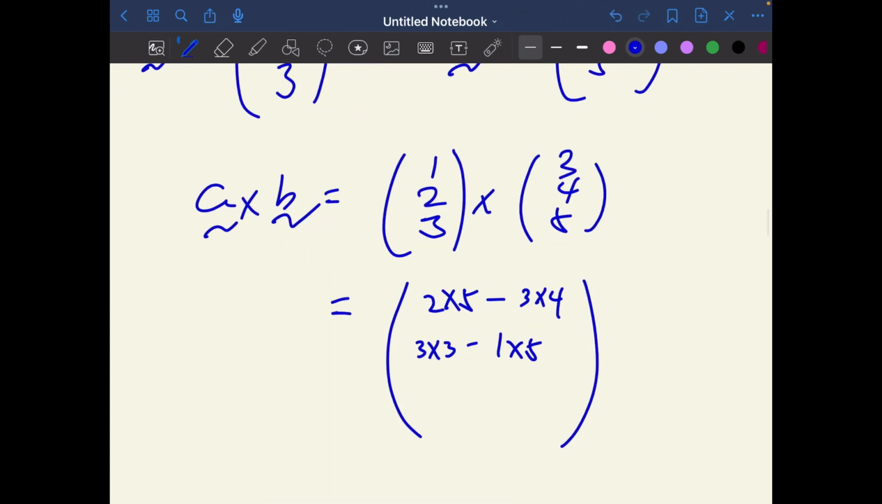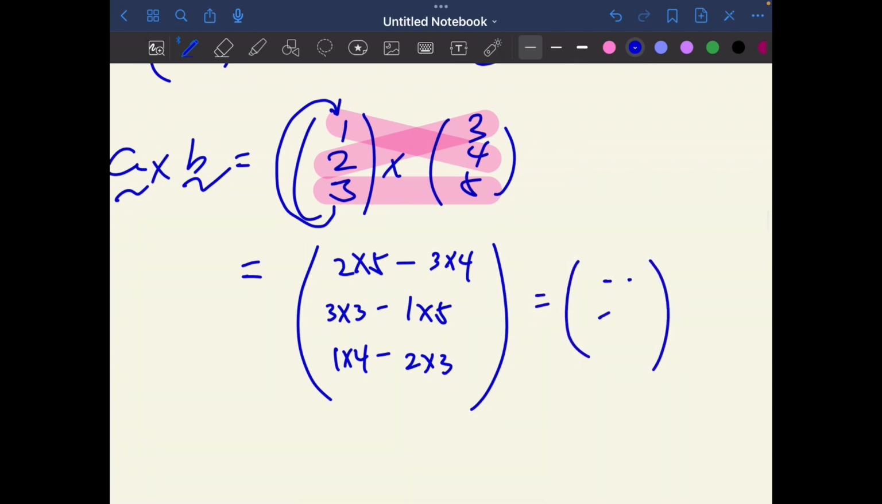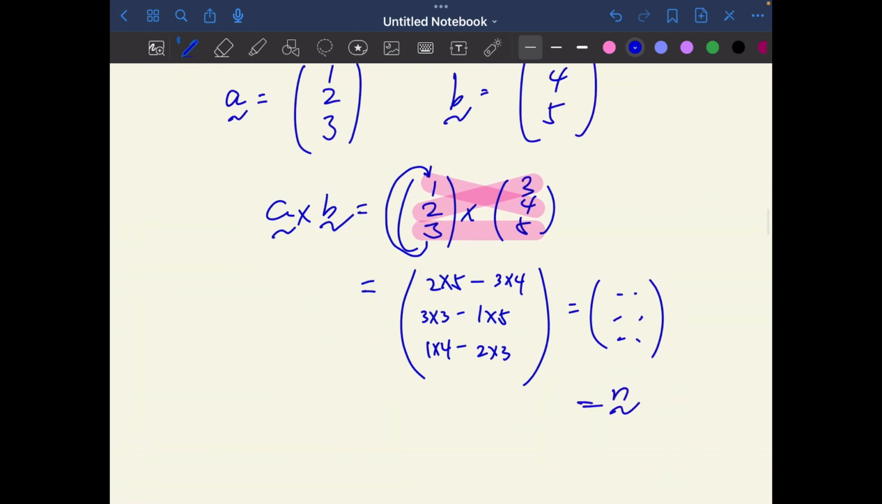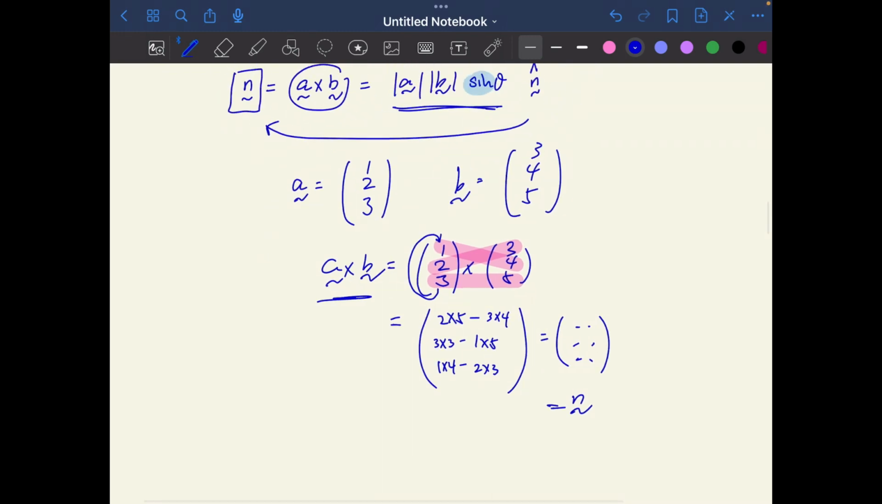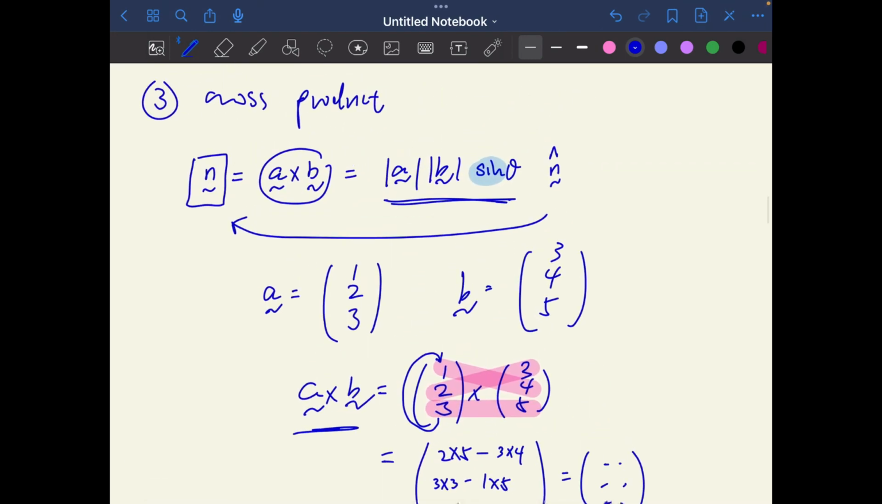Then our third row is here, so we look from the one supposedly below the third row, which would be going back to the first row. So 1 times 4 minus 2 times 3, and then you can calculate and you will get some vector, and this vector would be n, which is a cross b. Going back to the formula.